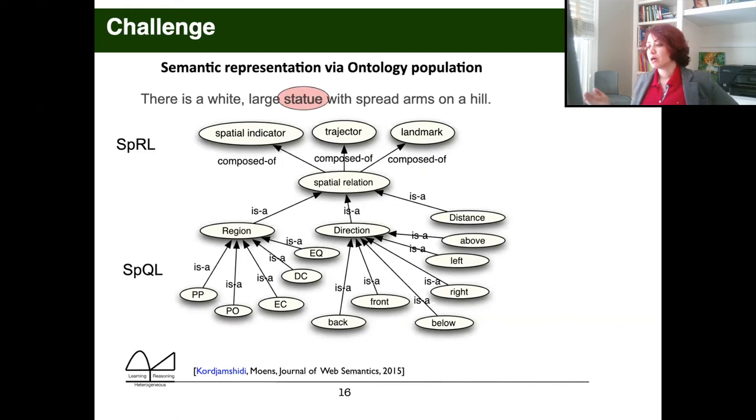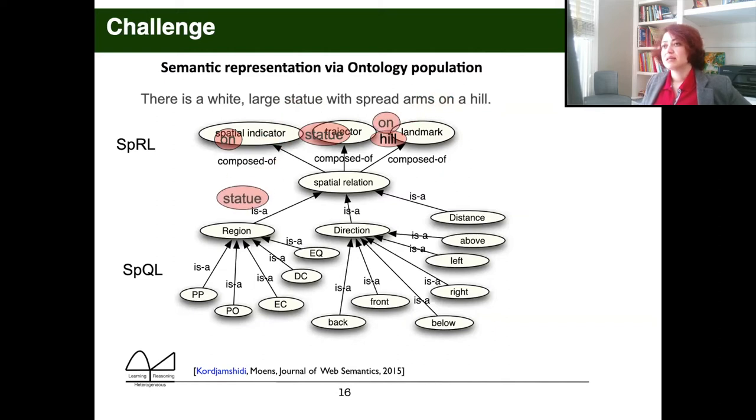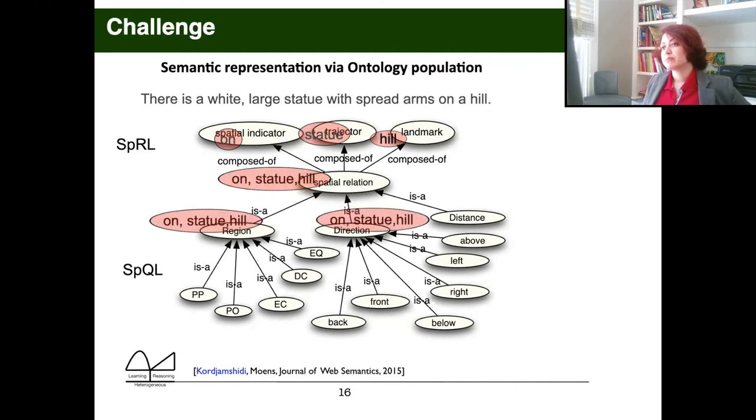This is going beyond classical classification or regression models. This is really structured output learning. What I mean by that is we have all these ontological concepts and we need to assign parts of the sentence to these concepts. Like "on" is an indicator, "hill" is a landmark, "tree" a trajector, and "tree", "hill" and "on" form a triplet, which is a relation. This relation has a type, which can actually be multiple types. It also has directional semantics and topological semantics and so on.